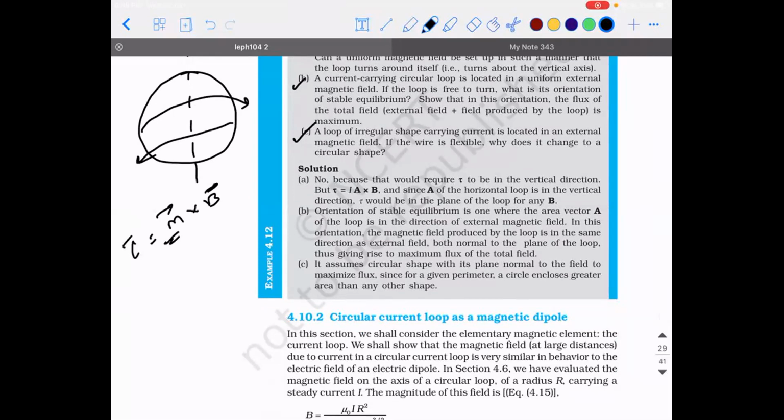So what will be the direction of torque with respect to M and B? You're doing cross product, guys. So what will be the direction of torque? Why is no one answering? Is my question clear or not?